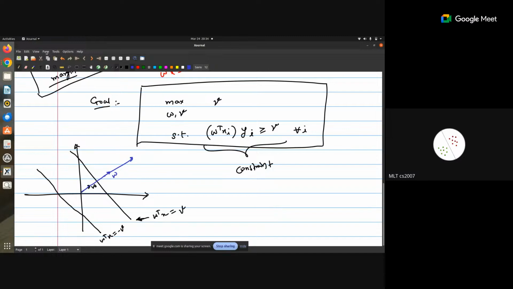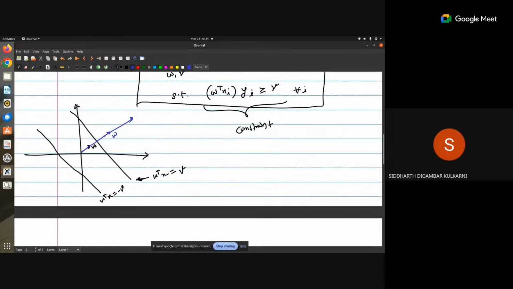But what happens if I increase the scale of this W? Gamma will also increase. So can we not say that the smallest W transpose X should be greater than gamma? In that case, this will not happen. W transpose X is a scalar value. So the smallest of them, for all xi, should be greater than gamma.